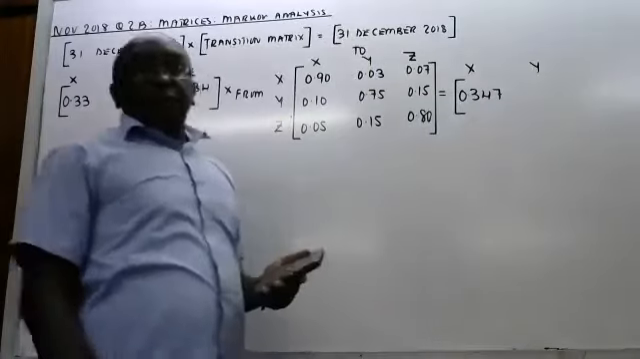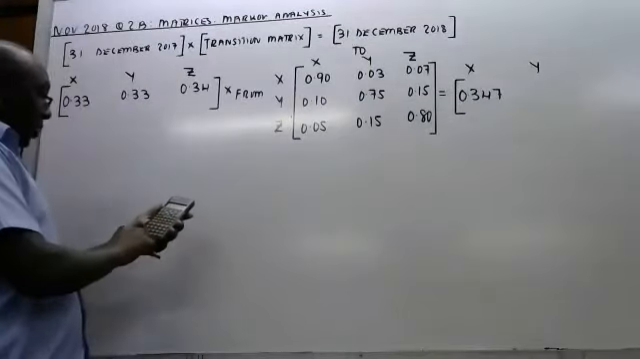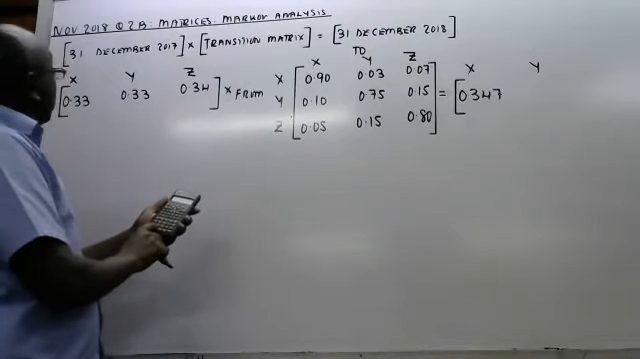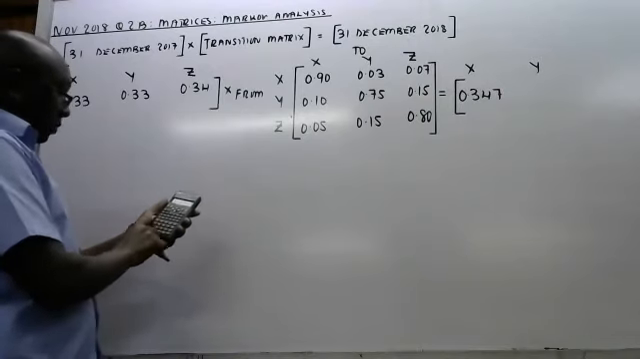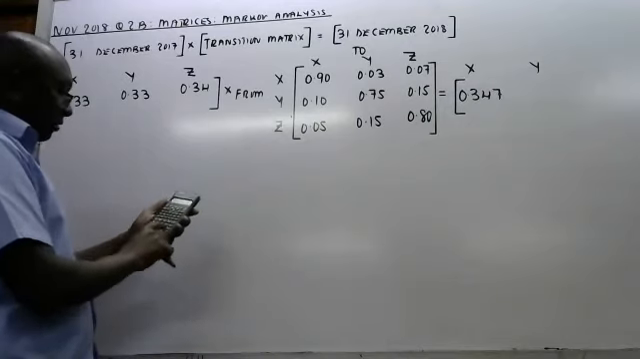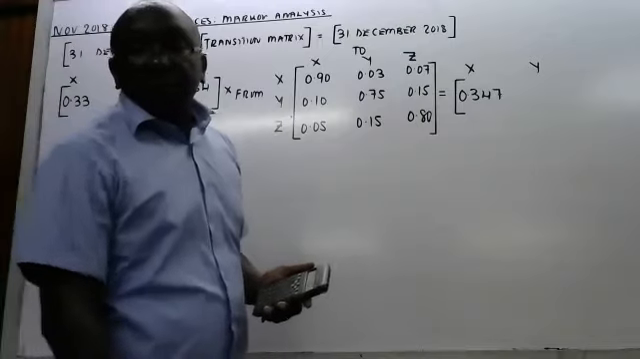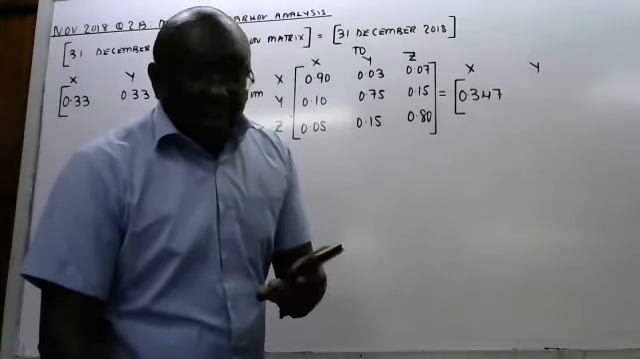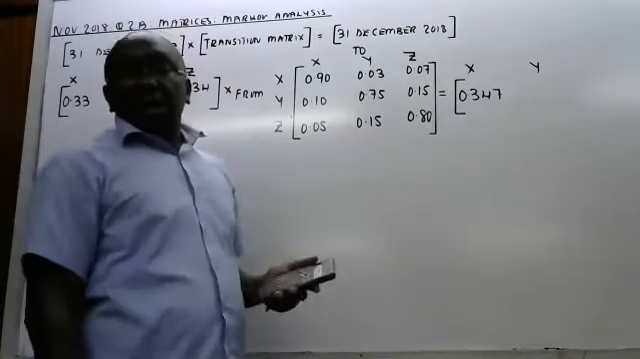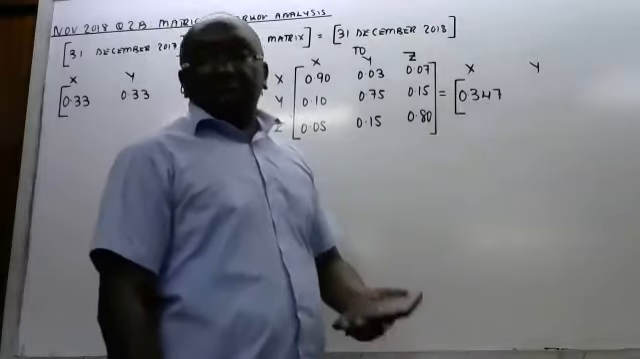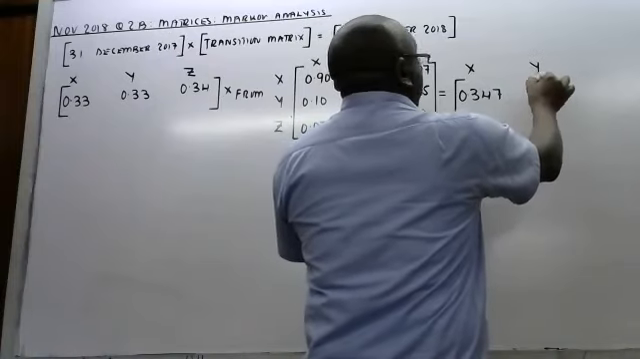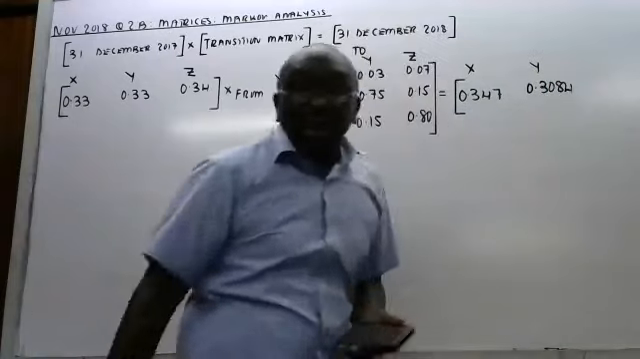Let us do the same for Y. It will be 0.33 times 0.03 plus 0.33 times 0.75 plus 0.34 times 0.15. Yeah, it is okay to do decimals, but for us, we are giving the full figures. So 0.3084.